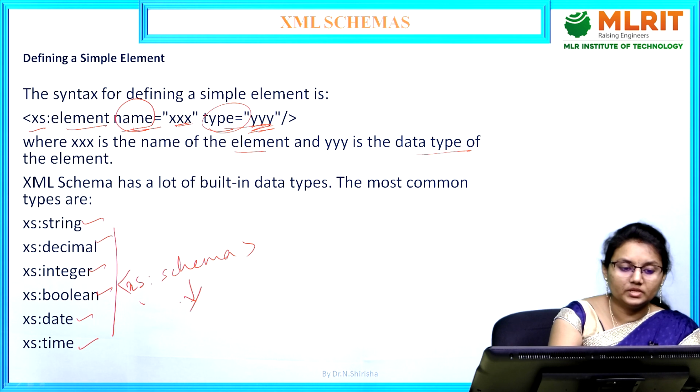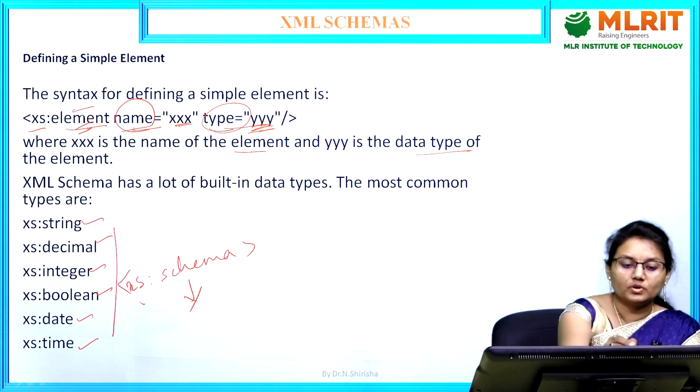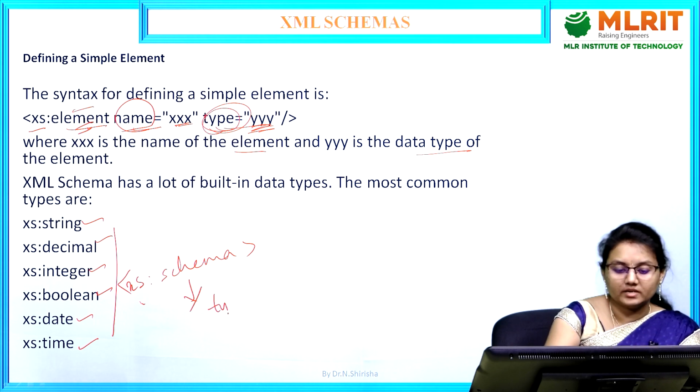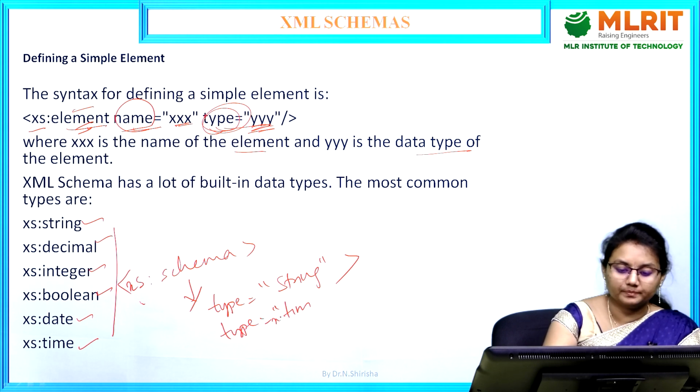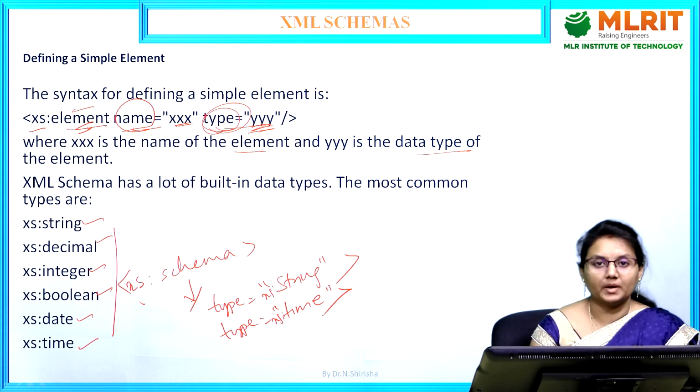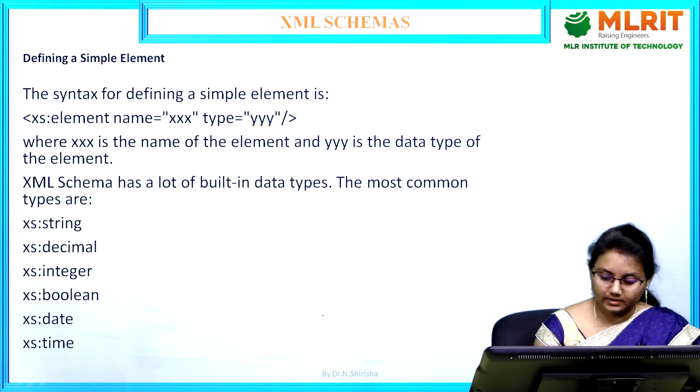So, in this you will define the elements. In elements, whatever type you have, type is the attribute that you are going to define. So, type equal to string, you can give. Type equal to time, you can give, that means xs:time, xs:string. Like that you can pass any of the built-in data types.